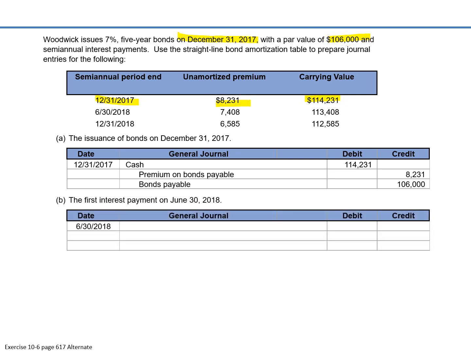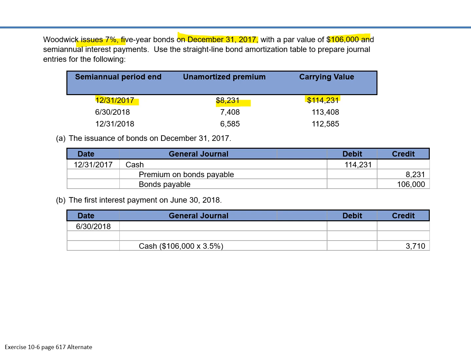The first interest payment on June 30th of 18 is going to be equal to the 106,000 times half of 7%, because that's our semi-annual rate. So 106,000 times 3.5%. We're going to have cash out the door of 3,710, but we have amortization of our premium that's going to offset that.